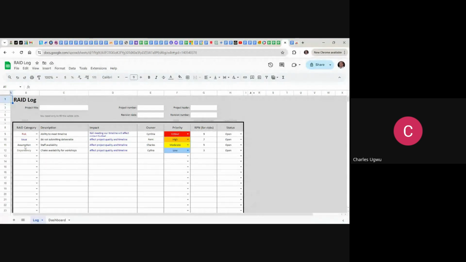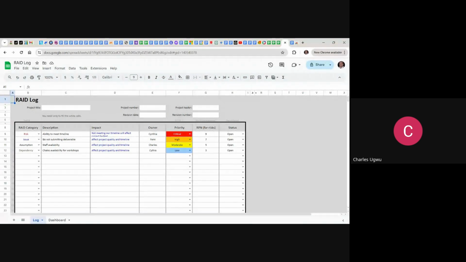So if we are trying to capture risk here, we said we've captured raining on our event day. If we capture raining here as a risk, we describe it here, rain.